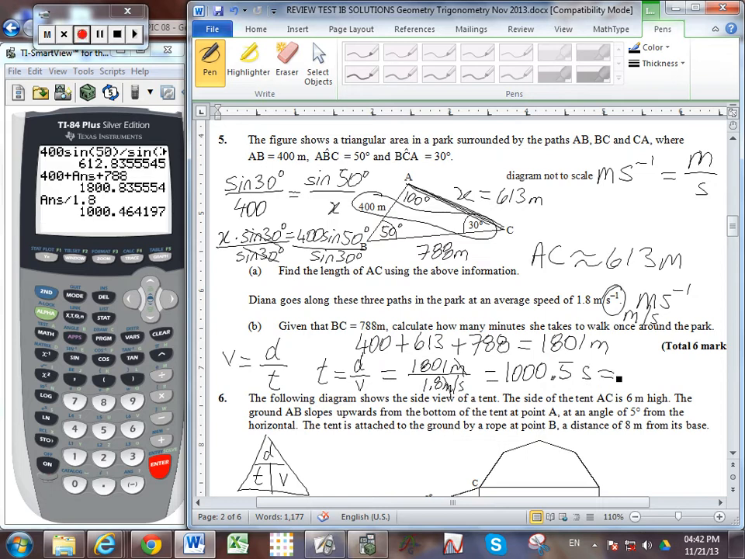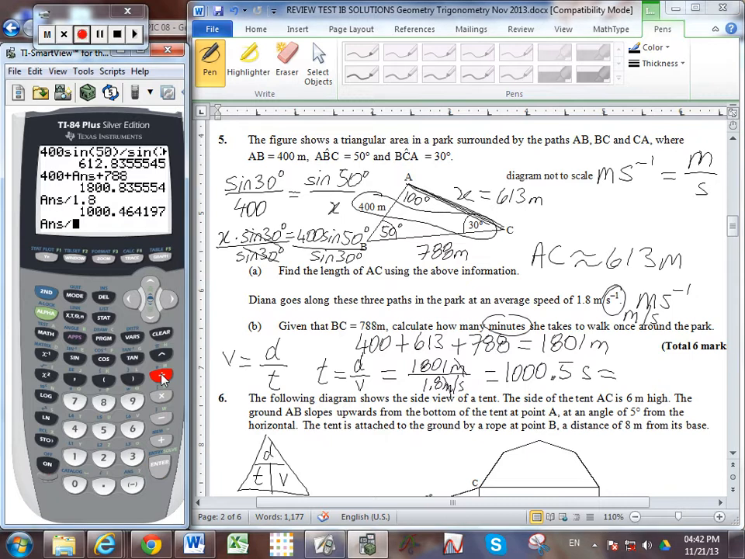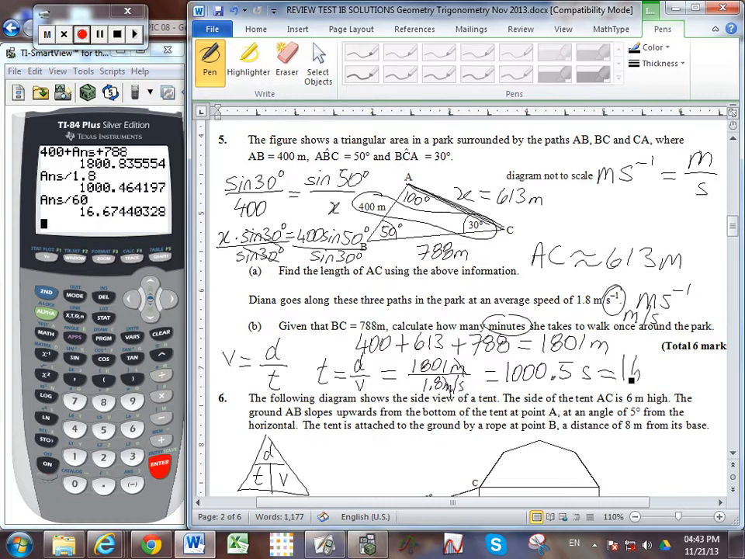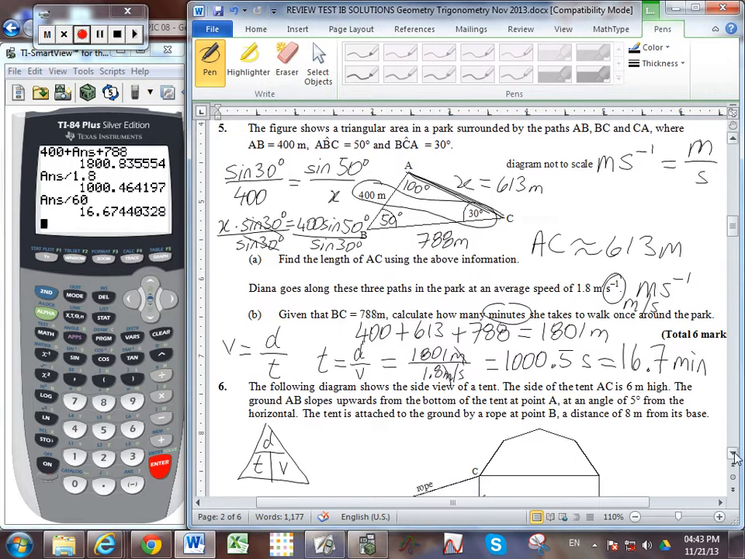But we're supposed to find out how many minutes it will take her. So let's divide this amount then by 60 to find out how many minutes. And if I round to three significant figures, it will take 16.7 minutes. Alright, let's move on then to number 6.